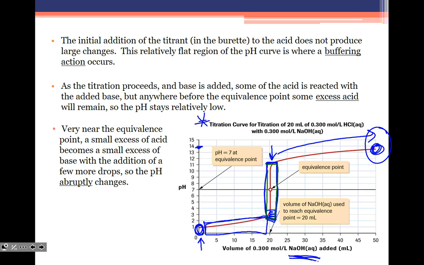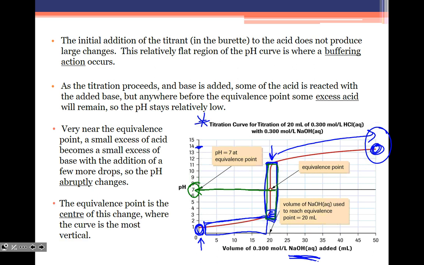So, very cool thing is this vertical area here. If I take the middle of that and I extrapolate it, we see that it's a pH of 7. So this is telling you that at the equivalence point, the pH is 7. The equivalence point is still the equal number of moles reacting, but the pH at the equivalence point is 7.